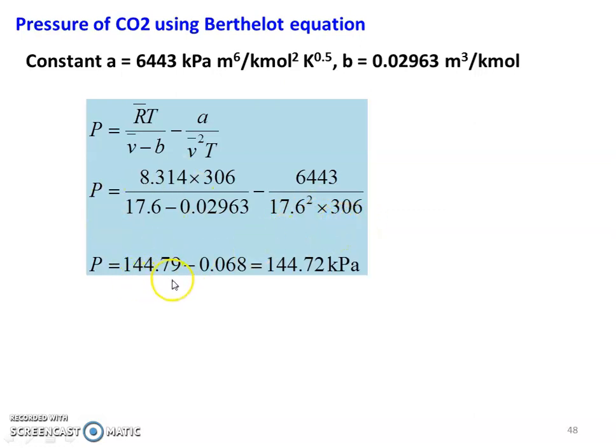Calculating first term 144.79 and the second term minus 0.068. So the pressure equal to 144.72 kilopascal.